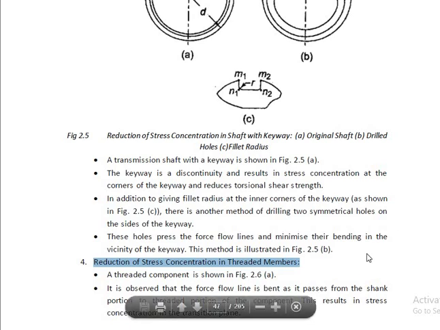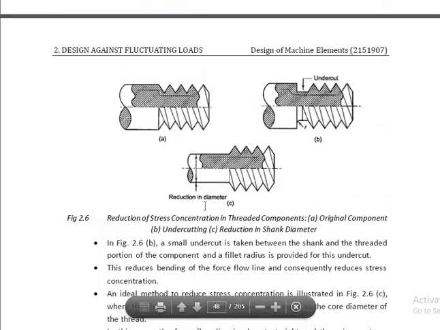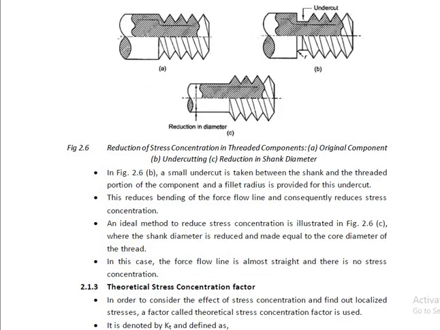When a threaded member is present, how can we reduce the stress concentration in the threaded members? Look at this. This is the threaded member, and this is the force flow line. Due to the presence of these threads, there is a chance of stress concentration when it enters from the shank side to the threaded side. This is the shank side, and when it enters the threaded side, there is a chance of stress concentration at this point. Now we have to reduce the stress concentration.